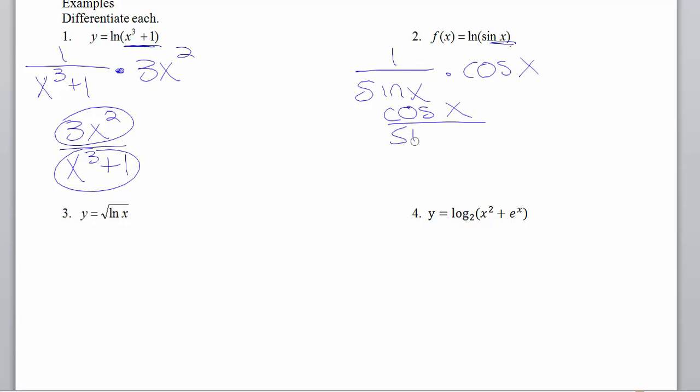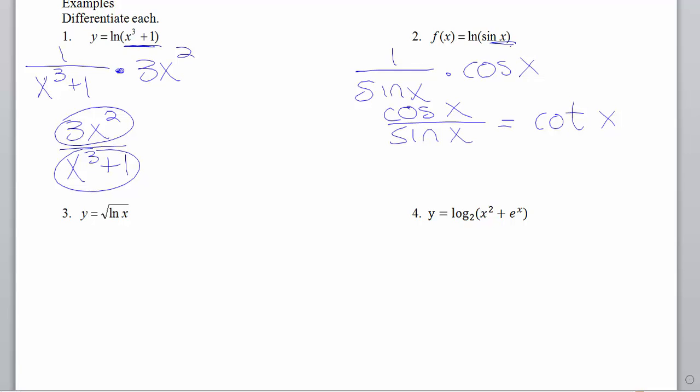So the first thing I would do is 1 over all of this, because it's always 1 over whatever I'm taking the natural log of. So I could write my answer as cotangent, now times the derivative of this, which now I would have to use. These are pretty simple, but just giving you a basic idea of how this works.